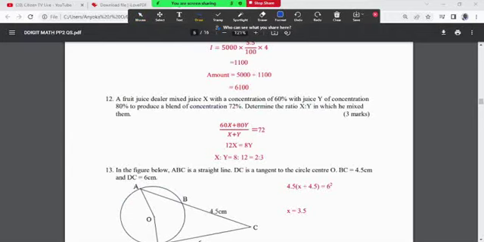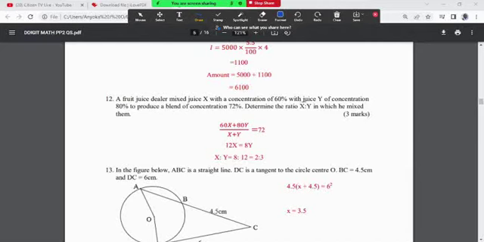12, Maximilian. Read. Of fruit juice, Dilac mixed juice X with a concentration of 60% with juice Y of concentration 80% to produce a blend of concentration 72%. Determine the ratio X is to Y in which he mixed them.